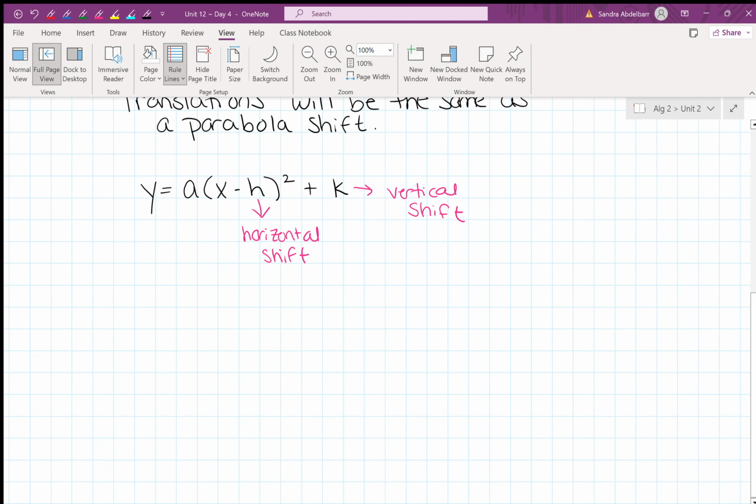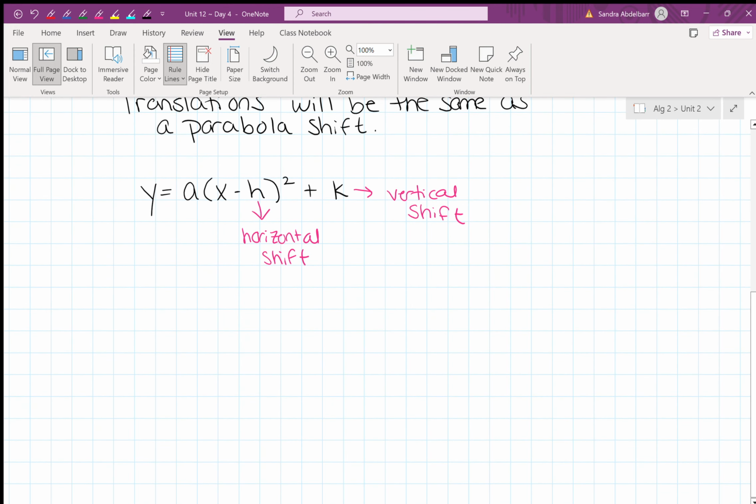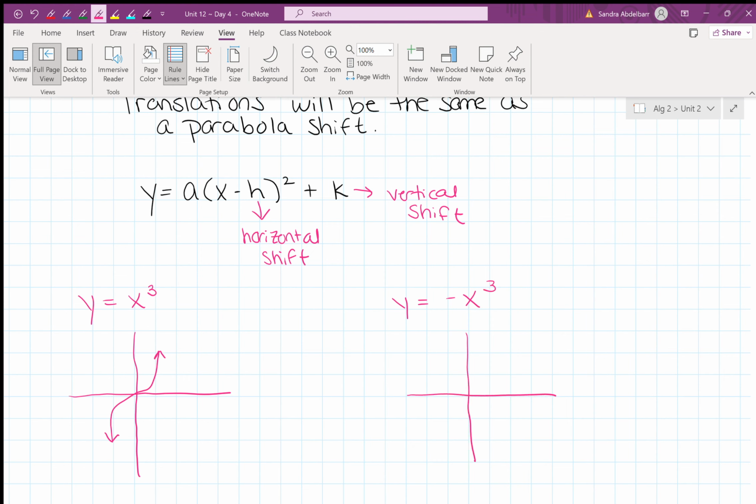All right, so when we have something cubed, when we have y equals x cubed, anybody remember what that looks like? The disco dancer, you got it. And then if we have y equals negative x cubed, yeah, we got that disco dancer.